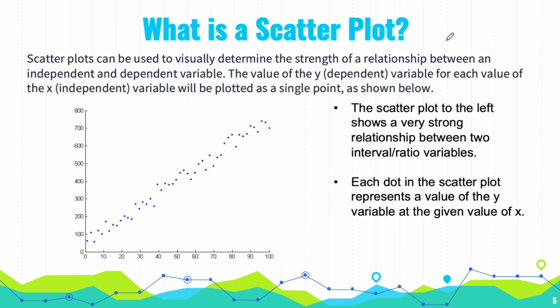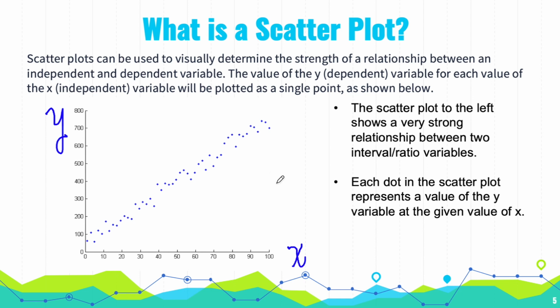What is a scatter plot? Scatter plots are so useful because they can help us visually see relationships very quickly between x and y variables. They can be used to visually determine the strength of a relationship between an independent, or x variable, and dependent, or y variable. The value of the y, or dependent variable, for each value of the x, or independent variable, will be plotted as a single point, as shown here on this chart.